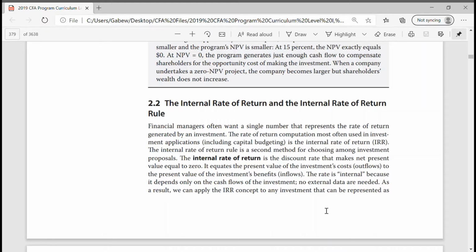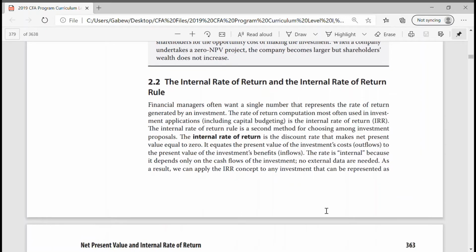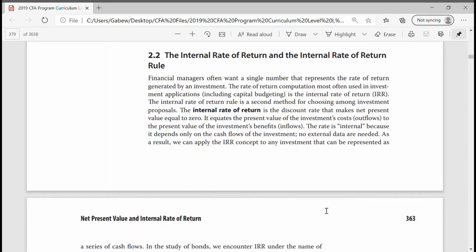The internal rate of return is a second method for choosing among investment proposals. The internal rate of return is the discount rate that makes net present value equal to 0. It equates the present value of the investment costs or the outflows to the present value of the investment benefits, the inflows. The rate is internal because it depends only on the cash flows of the investments. No external data is needed.